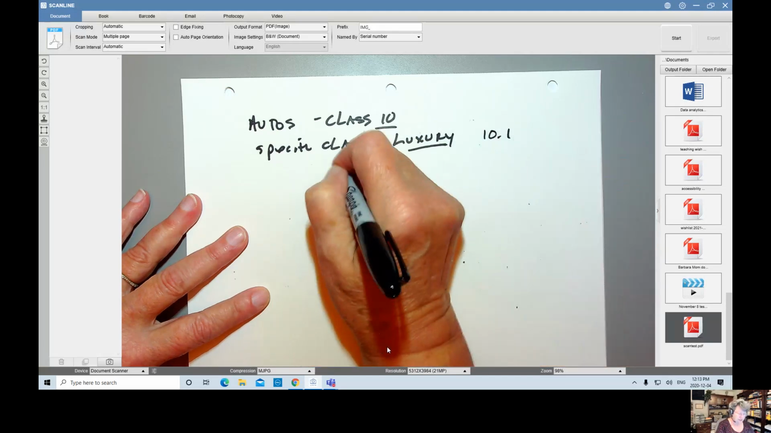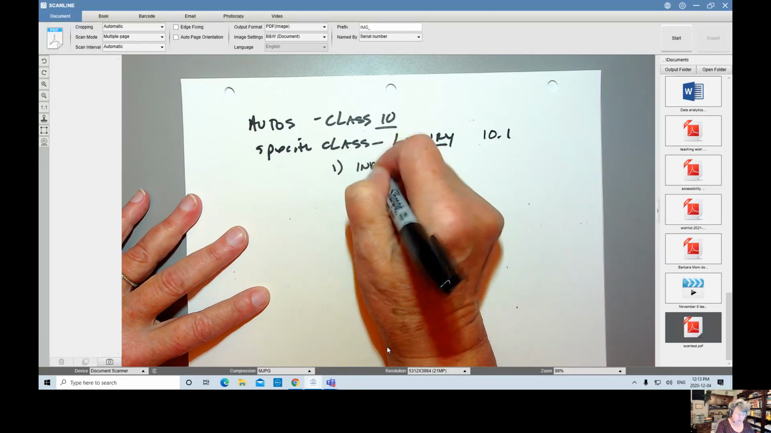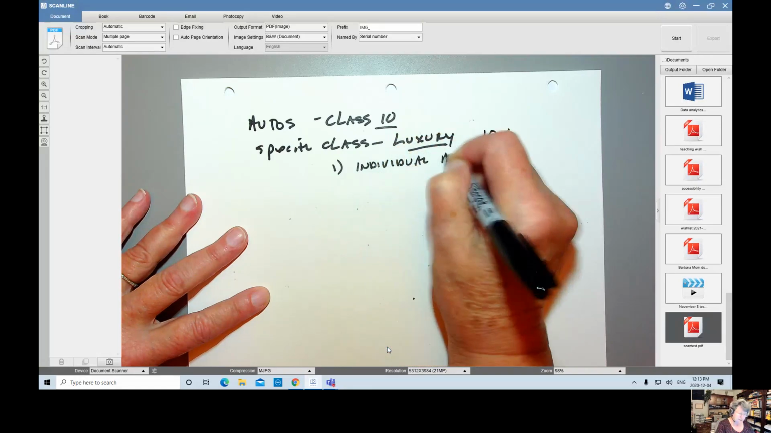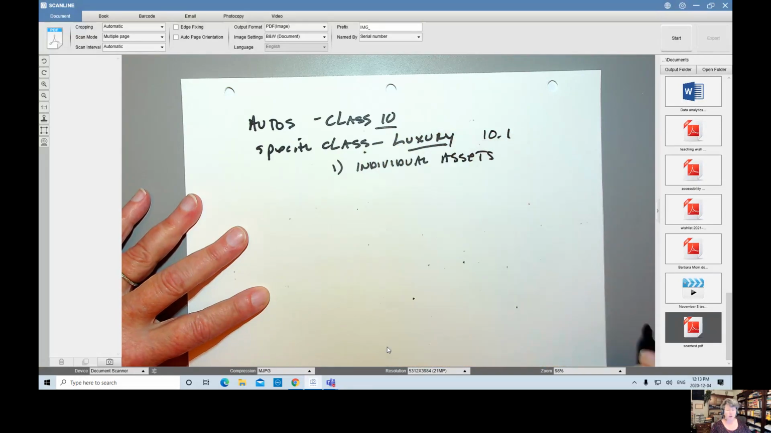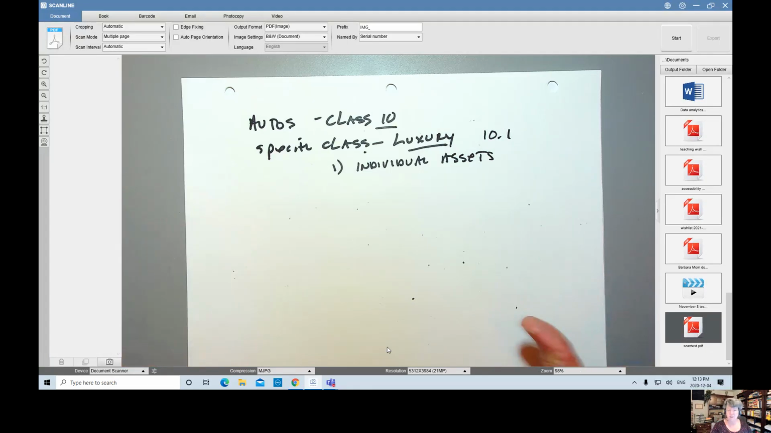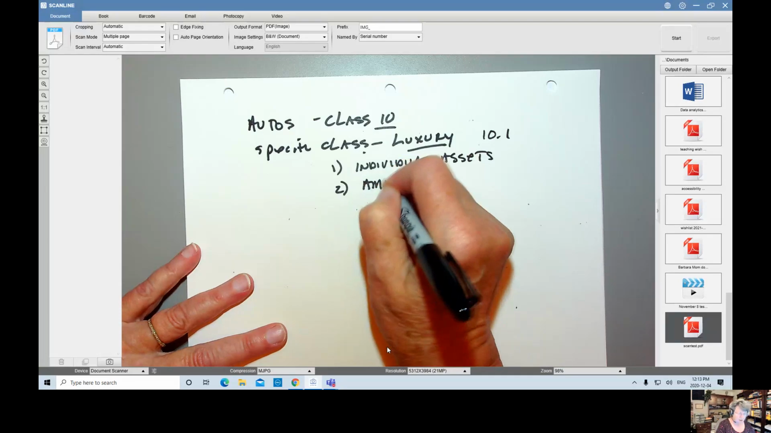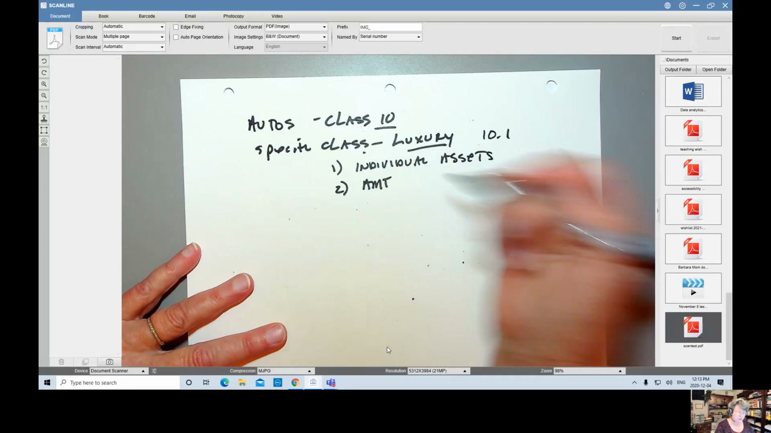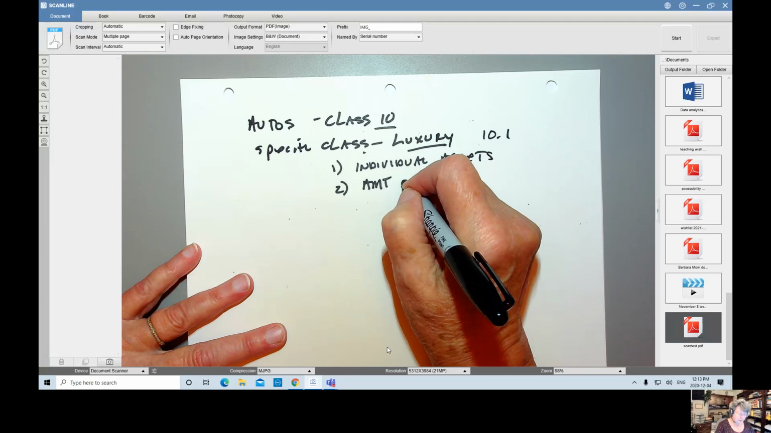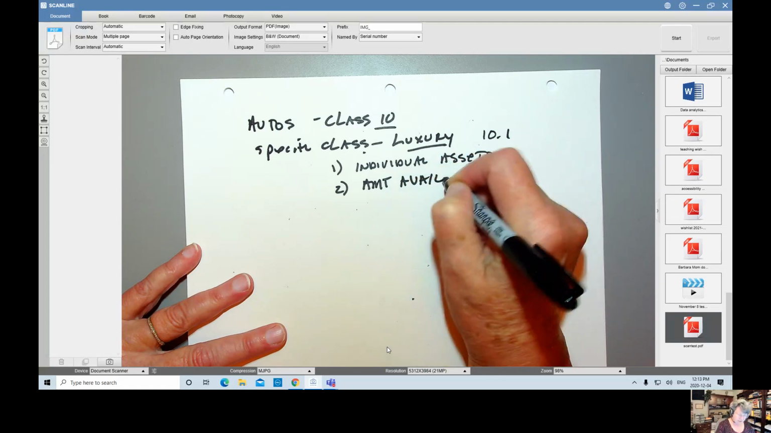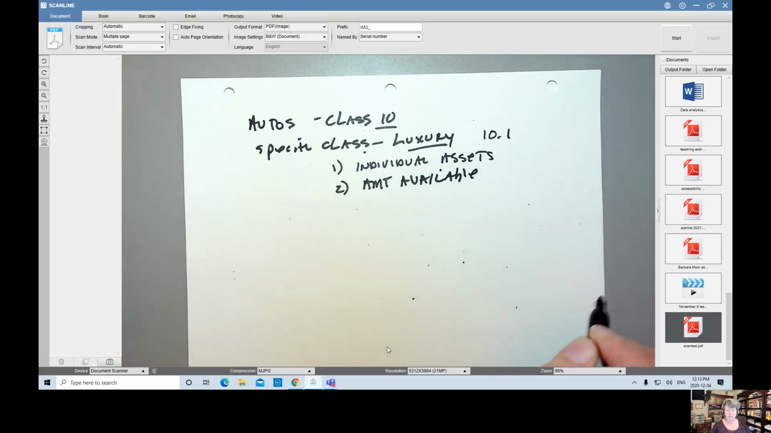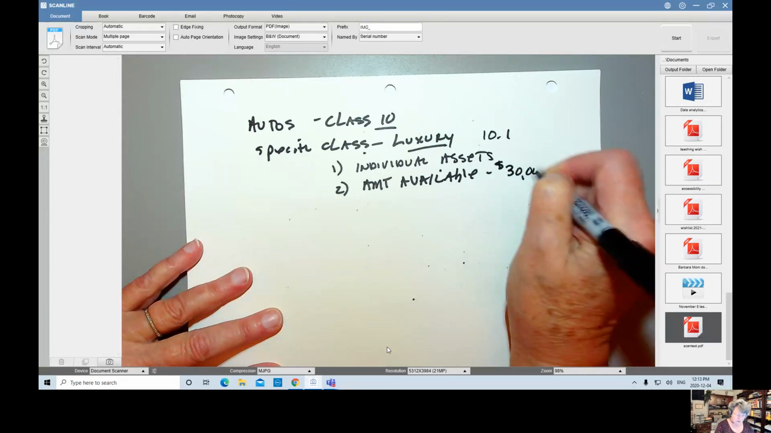Now, the first thing is that class 10.1 is for individual assets. So this one won't have an averaging. It'll be more like the accounting. It's separate 10.1 classes for each individual car that would be excessive. And the amount that you can deduct, the amount available for CCA, is limited. And they change this number regularly. You might want to make a note in your act that currently that amount is $30,000.